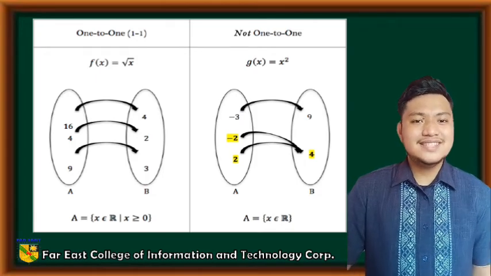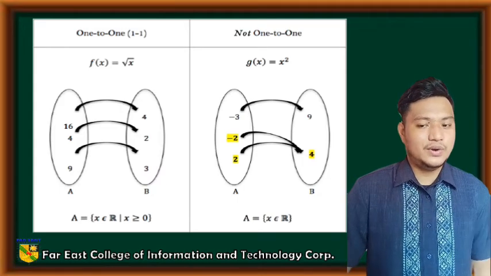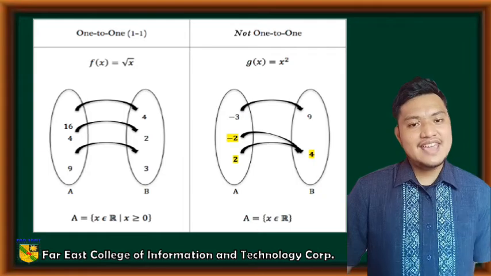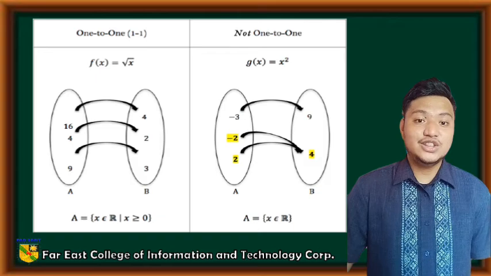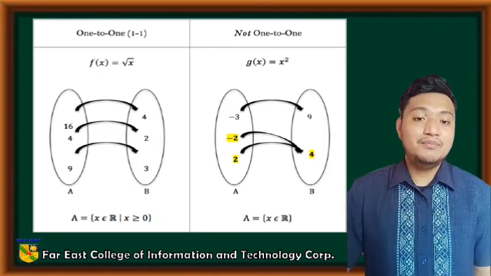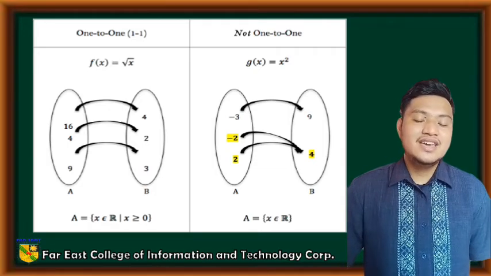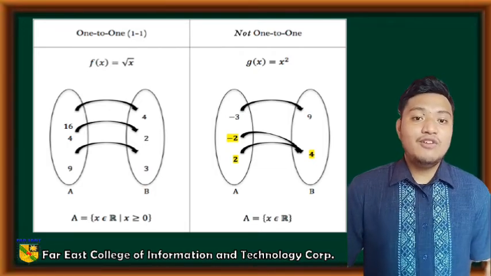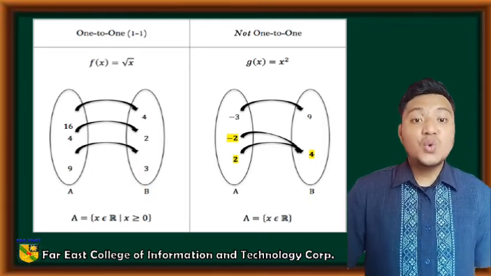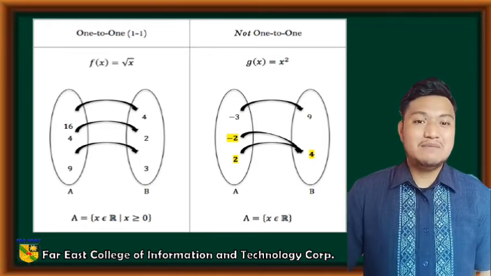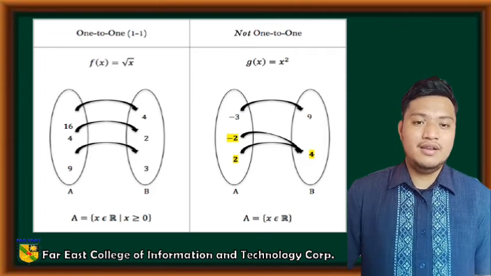Let us discuss the second figure, which is g of x is equal to x squared. In letter A, there are three values: negative 3, negative 2, and 2. In the second figure, letter B, there are 9 and 4. This shows that the value 4 in letter B has two corresponding values, which are negative 2 and 2. So in this figure, it is not one-to-one.